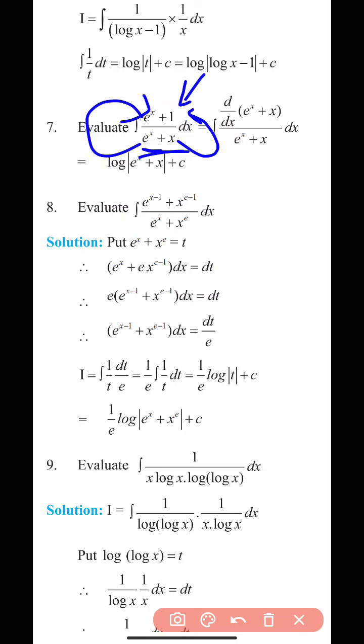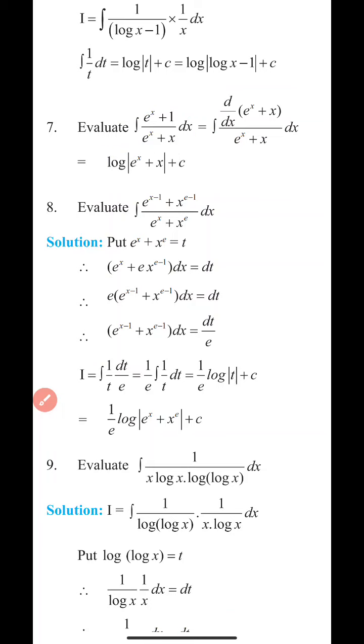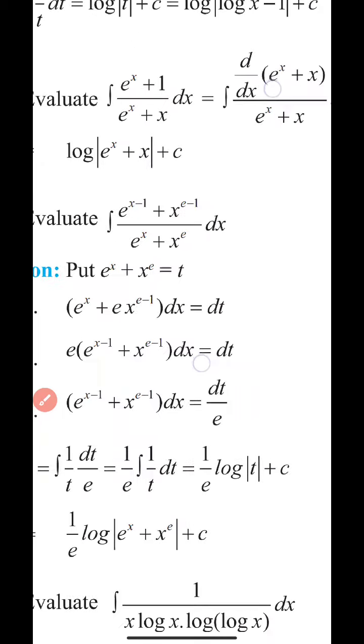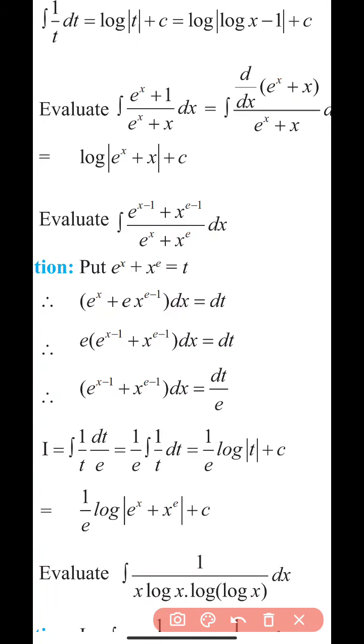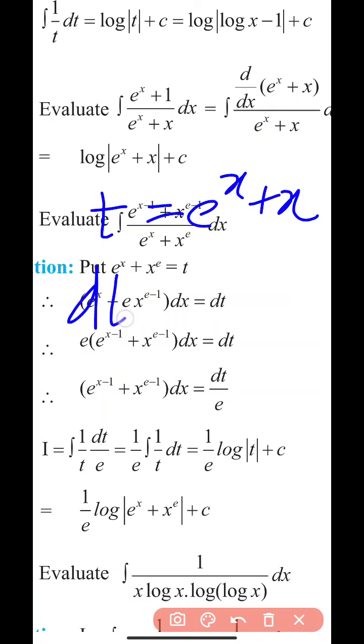So you know that in the numerator, I'll just solve this with the similar method they used to solve. So what I'll do is I'll take t equal to e raised to x plus x. So dt is equal to e raised to x plus 1 dx.